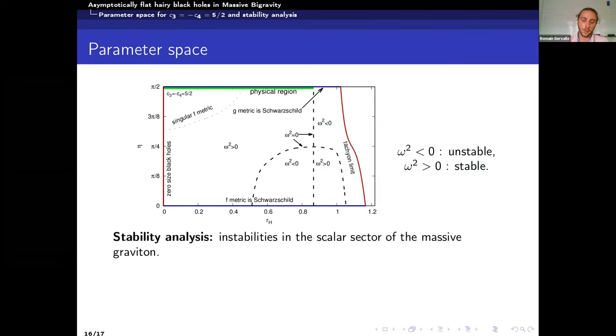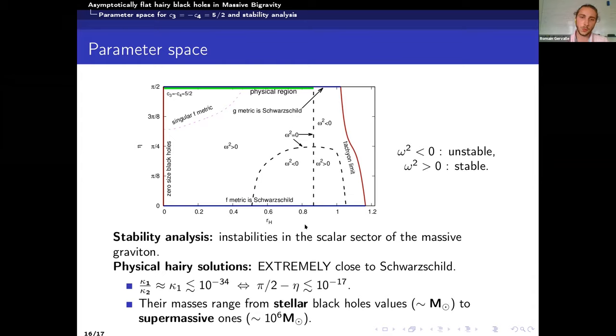So now the parameter space and the stability analysis. We have found instabilities in the scalar sector of the massive gravitons, and the result is as follows. We have the parameter space, theta and RH, and we have four different sectors of stability. For example, the one in the top left is a stable sector. This one is unstable. And if we cross the GL point, which is actually now a GL line at 0.86, the stability swaps. So we have here a stable sector and here an unstable sector of the hairy backgrounds.